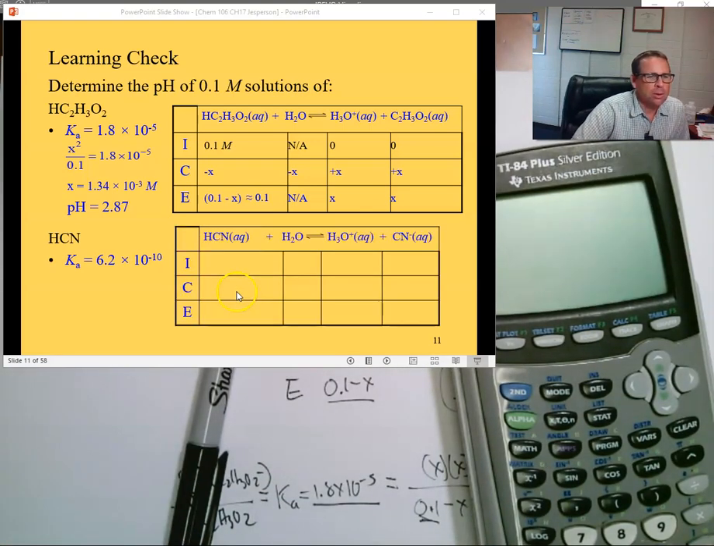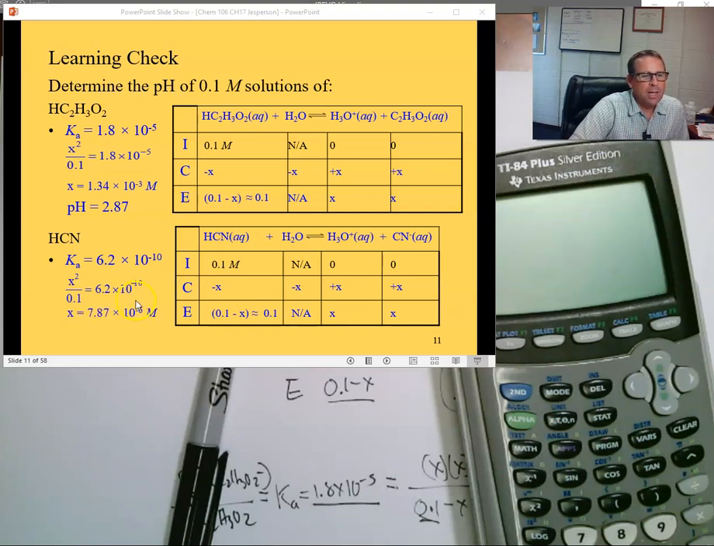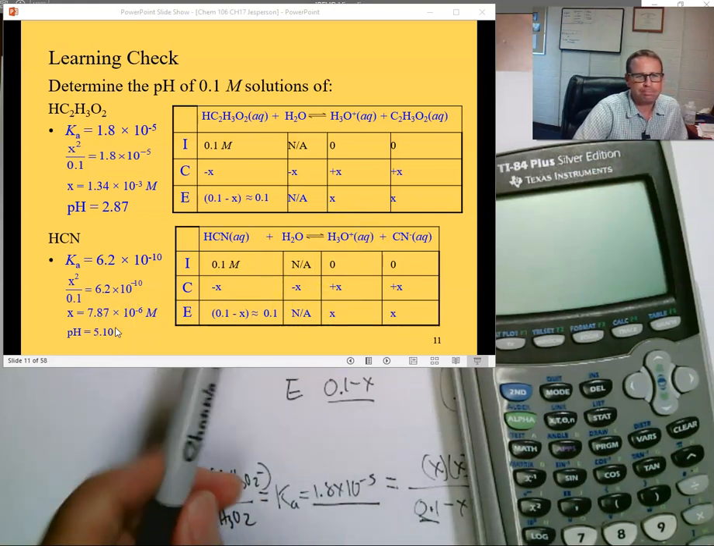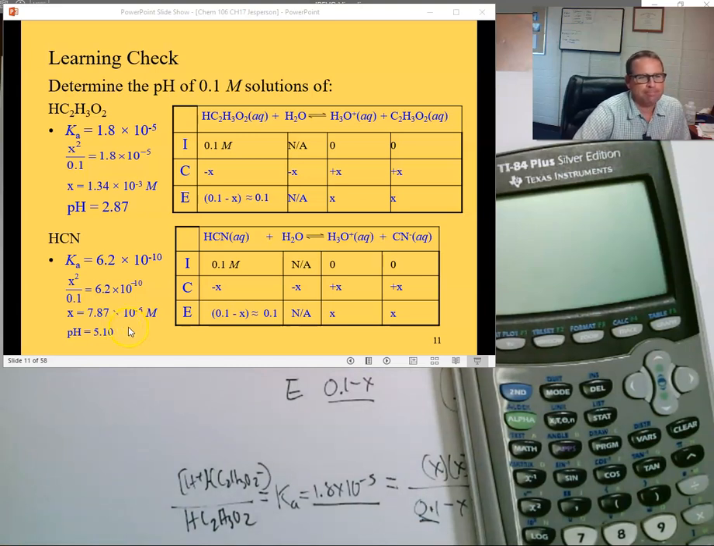So, did you set up the ice table like this and think about it, or did you just write down x squared over 0.1 equaling 6.2 times 10 to the minus 10? I set up the ice table, but I guess I could have just... No, that's fine. That's absolutely fine. But it does become apparent, the trend, relatively quickly. And then after you got x, you just take the negative log of that because that is our concentration of our hydrogen ion, and that gives us our 5.1. Is that what you said, Sarah? Yep. Fabulous. Okay.